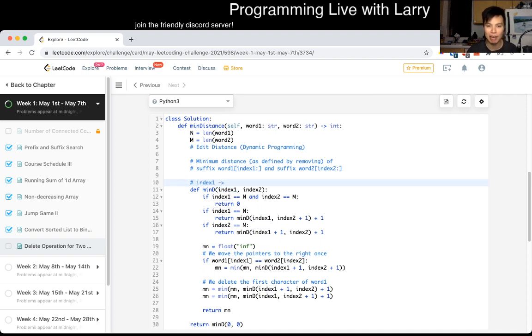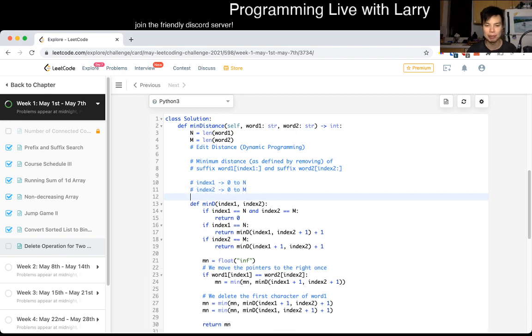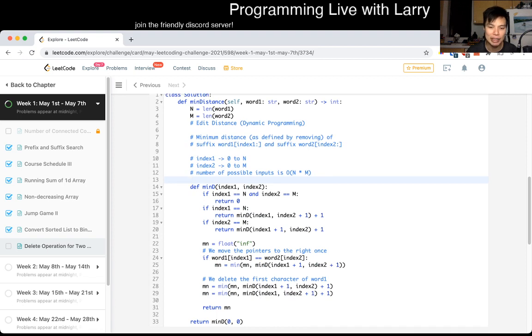Index 1 could go from 0 to n. Index 2 could go from 0 to m. So the number of possible inputs is n times m, roughly speaking. Let's put a big O to it. I know that it is n plus 1 and m plus 1 and so forth, but yeah, that means that if we can reduce each one of these to a lookup, or a constant number of lookups, then we're good.